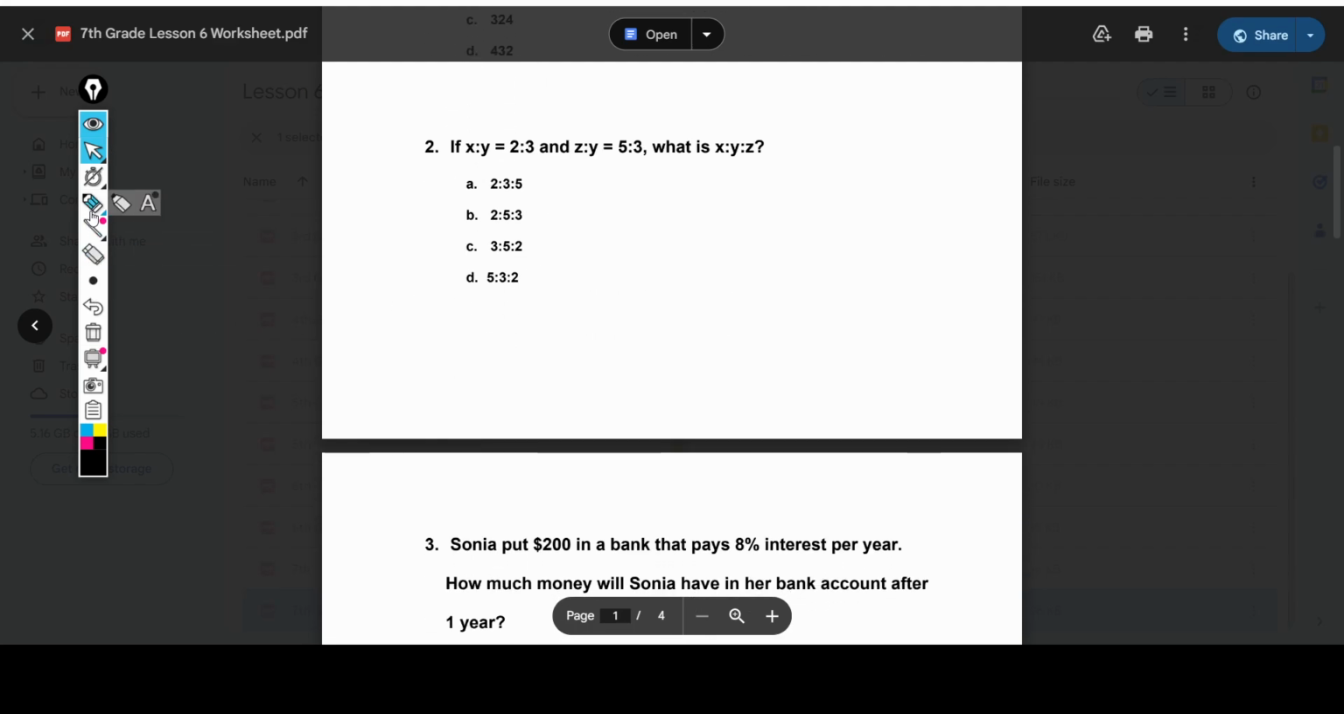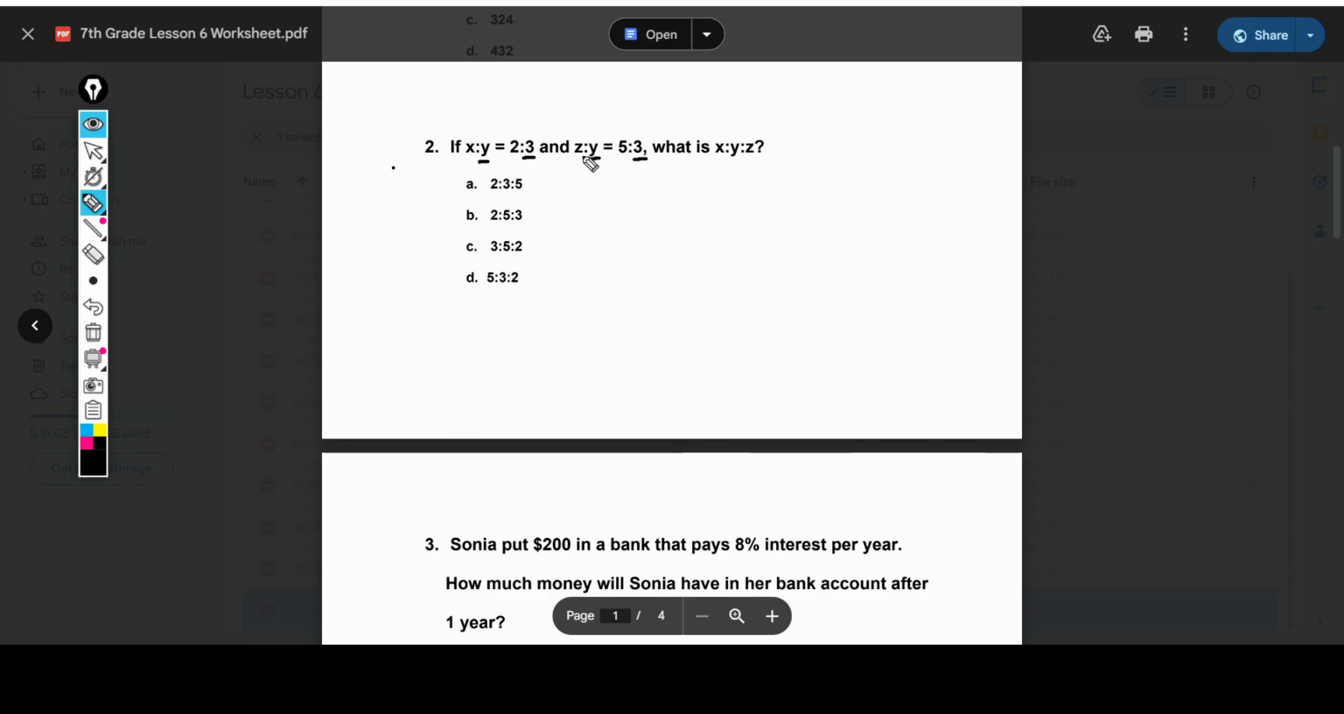For the next problem, you have these ratios. X to y is 2 to 3, and the ratio from z to y is 5 to 3. Now conveniently, y is 3 on both of them, or is proportional to 3 on both of them. So what we can do is, x to y and z to y, we can flip one of these. I'll flip the z to y.